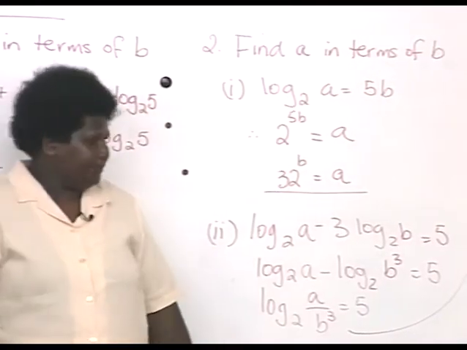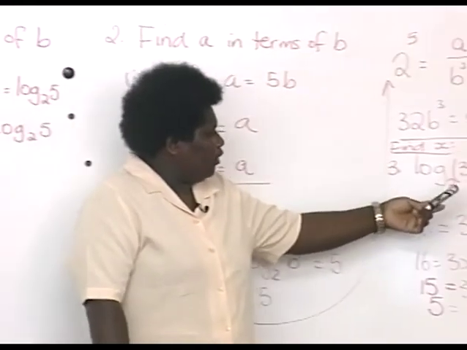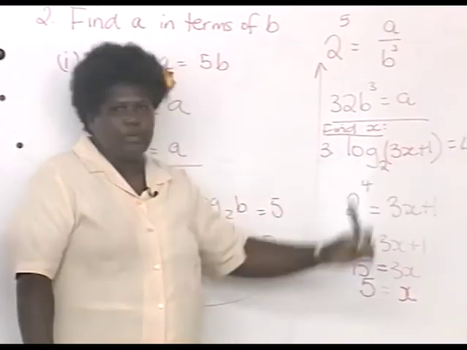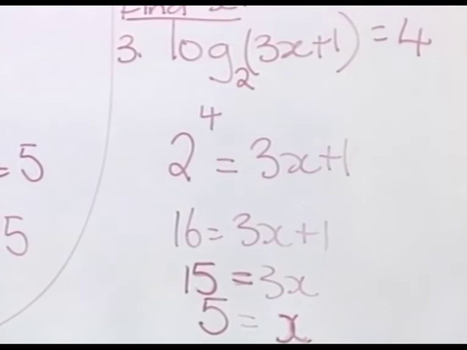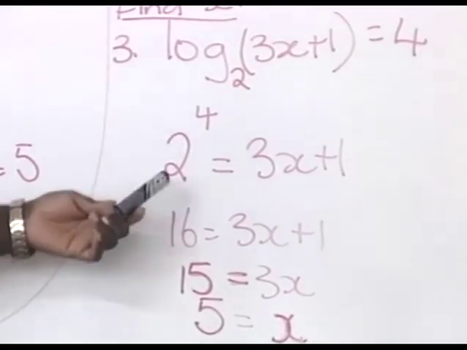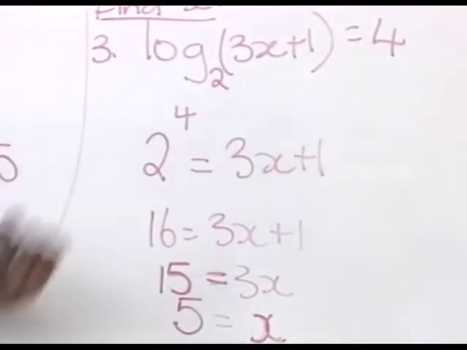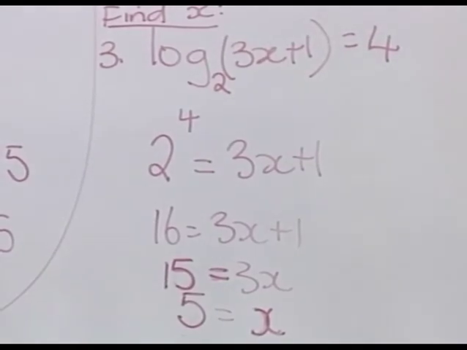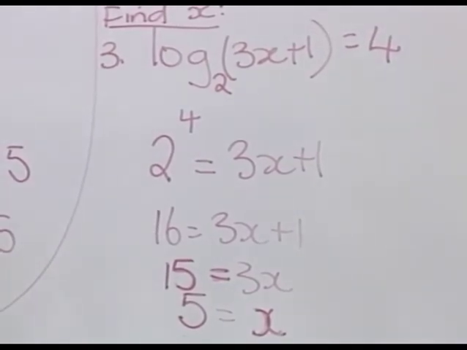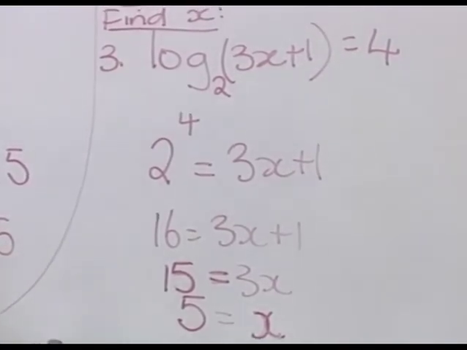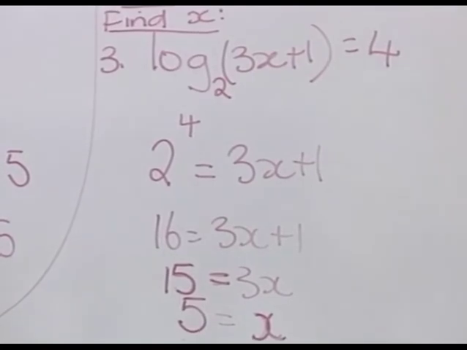The last one. If log of 3x plus 1 base 2 is equal to 4, then very simply what I'm saying is that 2 to the power of 4 is equal to 3x plus 1. And 2 to the power of 4 is 16. If 3x plus 1 is equal to 16, then 3x is equal to 15 and x is equal to 5. Okay, they are very clear, aren't they?